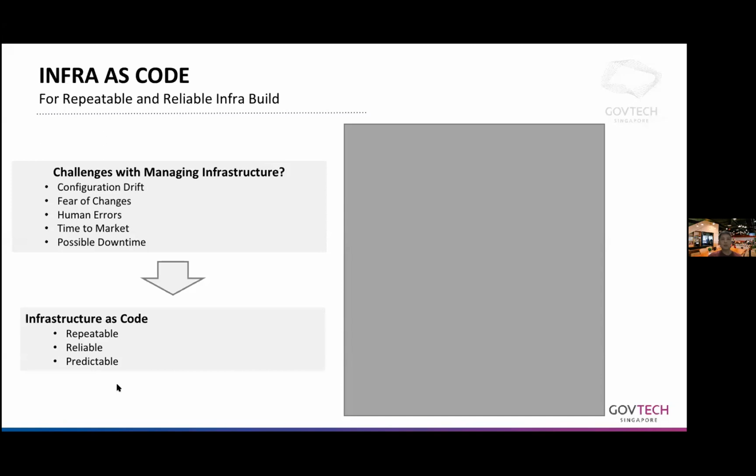Next, let's take a look at NDI's approach to IaC. The diagram on the right is made up of four distinct levels. And the first level represents our base infra components.